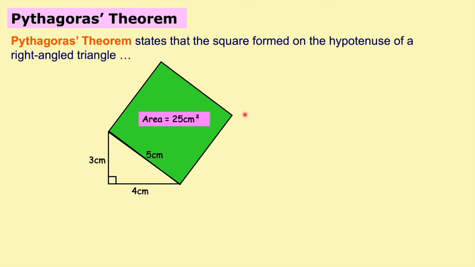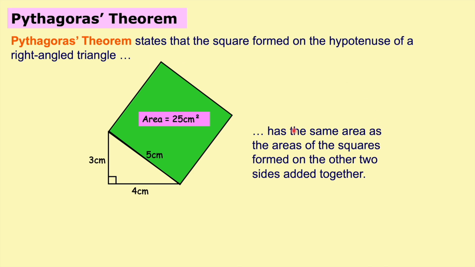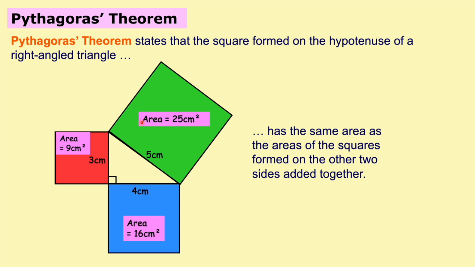So Pythagoras' theorem states that the square formed on the hypotenuse of the right angle triangle has the same area as the area of the squares formed on the other two sides. So here I've formed a square, and if I form a square on the other two sides, so 3 times 3, that would give me an area of 9 square centimetres. 4 times 4, an area of 16 square centimetres. And the theorem states that if I add these two areas together, that will equal the area of this bigger square, because we can see that 16 add 9 will give us 25 square centimetres. And that is the basis of the theorem and where it comes from.